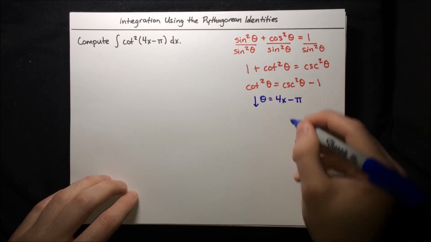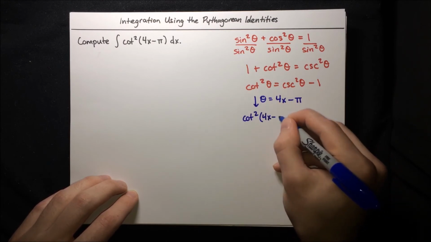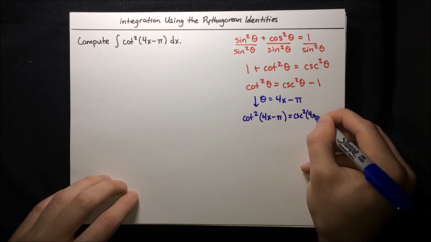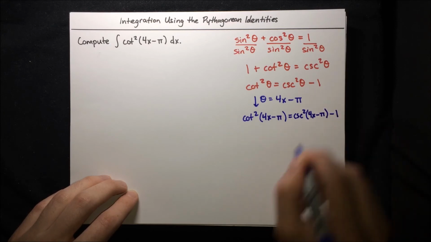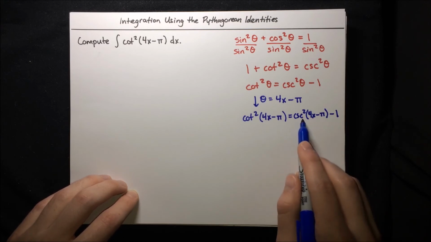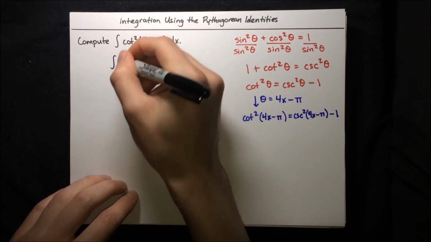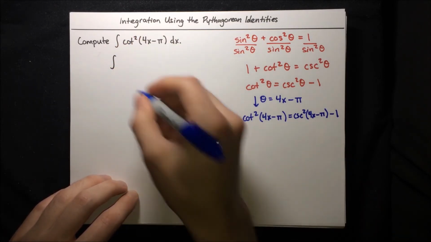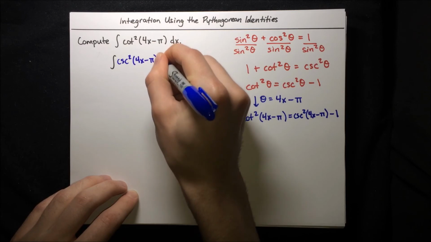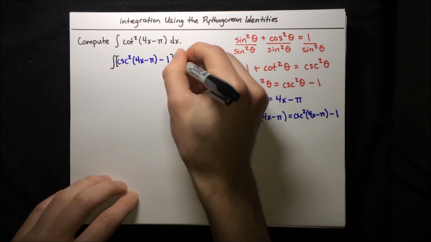So let's go ahead and substitute that in, and we get cotangent squared of 4x minus pi is equal to cosecant squared of 4x minus pi minus 1. And we know how to take the integral of cosecant squared and of minus 1, so this should be smooth sailing from here on out. Great. So let's go ahead and substitute that into our integral now. So cotangent squared now becomes cosecant squared of 4x minus pi, and then minus 1, and all of that is integrated with respect to x.